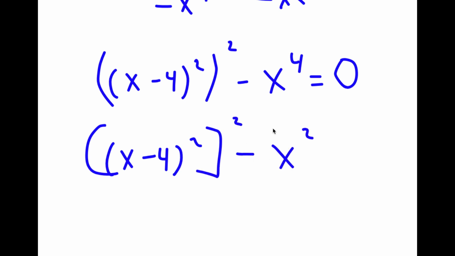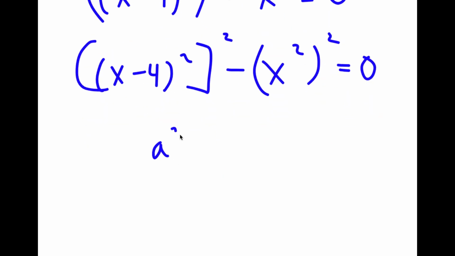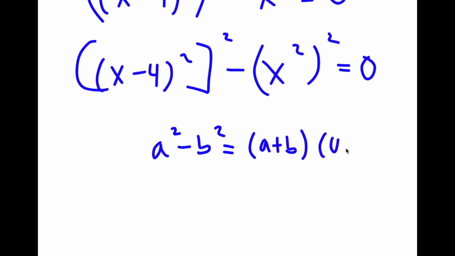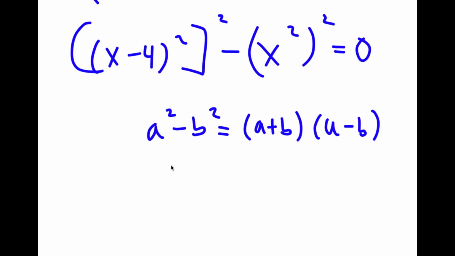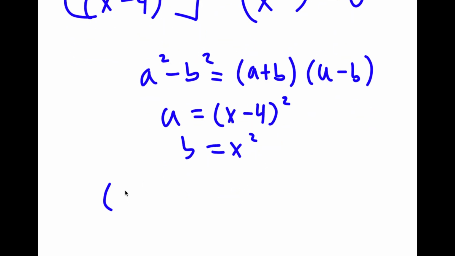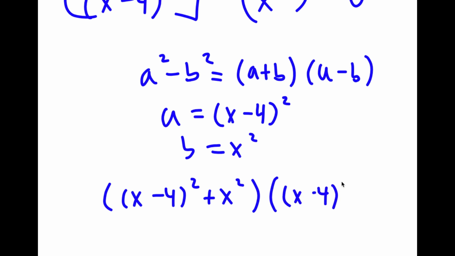(x^2)^2. Now, if I have something in the form a² − b², this is equal to (a + b)(a − b). So in this case, a is (x − 4)^2, and b is x^2. So now I have ((x − 4)^2 + x^2) times ((x − 4)^2 − x^2).